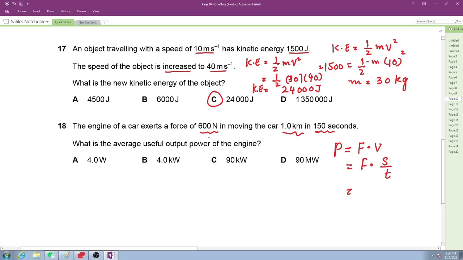Displacement over time, and the force is 600, times the distance 1000, divided by the time 150. We can simplify this and we get the answer, 4 kilowatts, because the unit of power is watt. So 4 kilowatts is our answer.